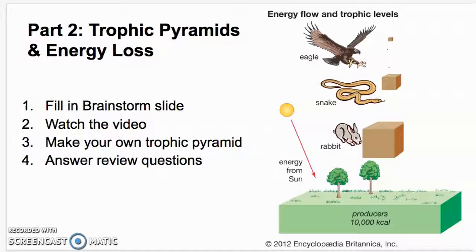Hi everyone, welcome to part 2 of Energy and Ecosystems. Today we're going to be talking about trophic pyramids and energy loss.